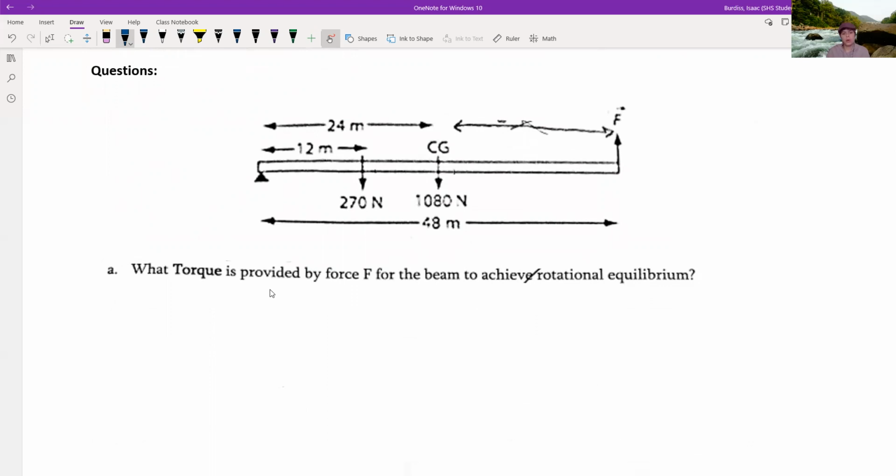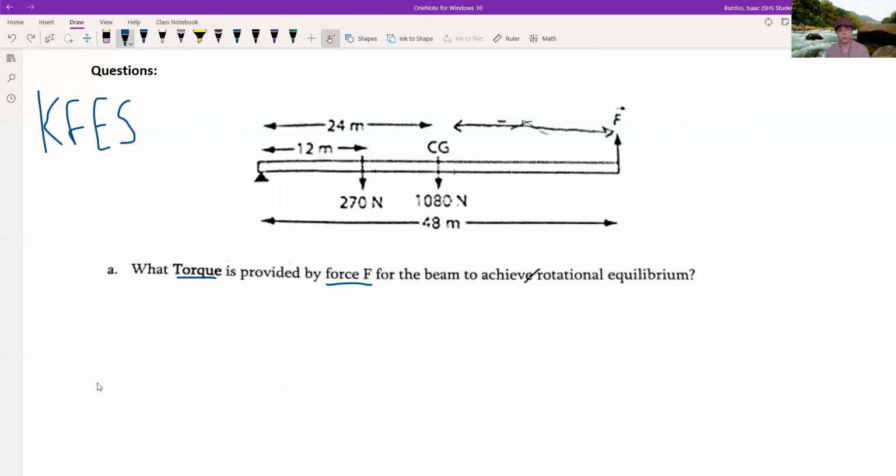So we're trying to find the torque provided by force F. And remember the key thing to solving any physics problem, KFES: what you know, what you need to find, what equations you're going to use, and then solve it. So what do we know? Well, we know what is in the picture, so kind of skip that. We're trying to find the torque provided by force F to achieve rotational equilibrium.